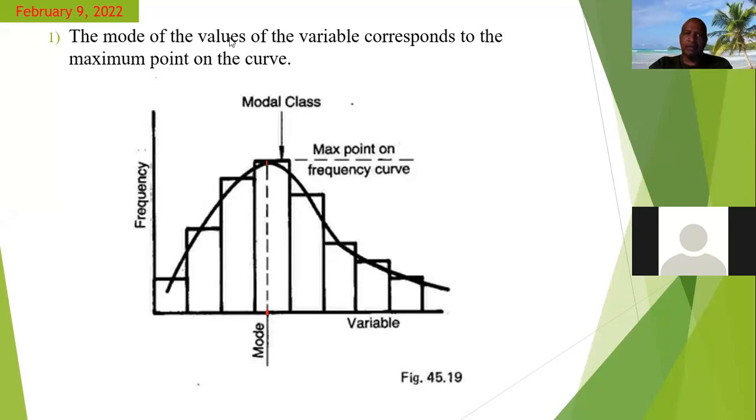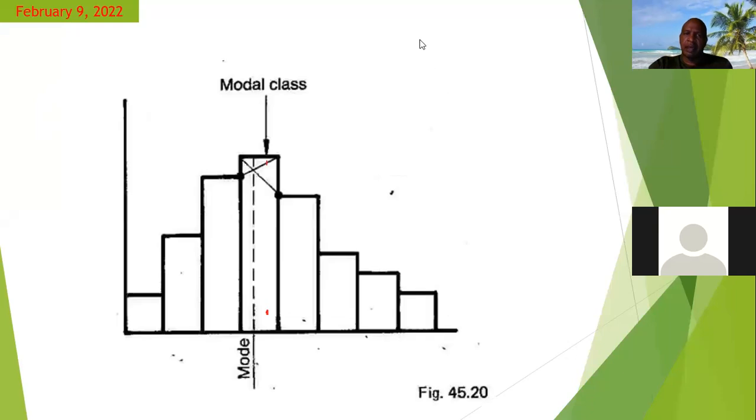So we say the mode of the values of the variable corresponds to the maximum point on the curve, and the maximum point is really the highest point on the curve. Now, this is the situation when we are using the histogram to determine the mode. To use a histogram to determine the mode, we look for the highest rectangle. And this rectangle here would be the highest one, this one in the middle here.